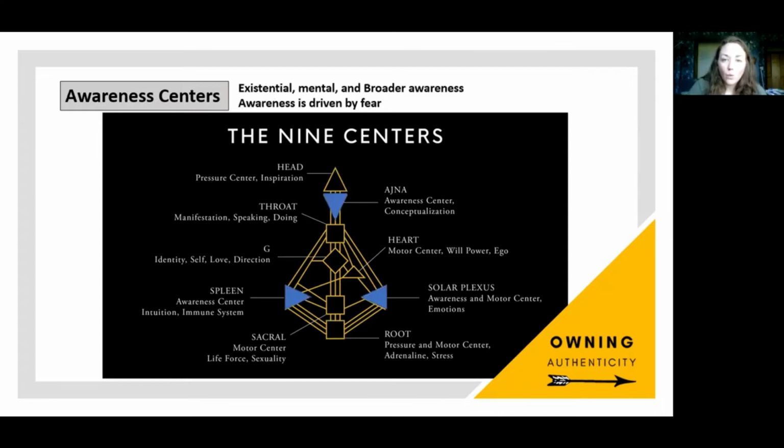There are three awareness centers. This is where we're perceiving what's going on around us. Each of them operates differently. The spleen is our existential awareness, our survival awareness, our physical safety. Our ajna, that top one, is our mental awareness. And then on the right is our solar plexus, which is our emotional awareness or our broader awareness, also where our intuition comes from.